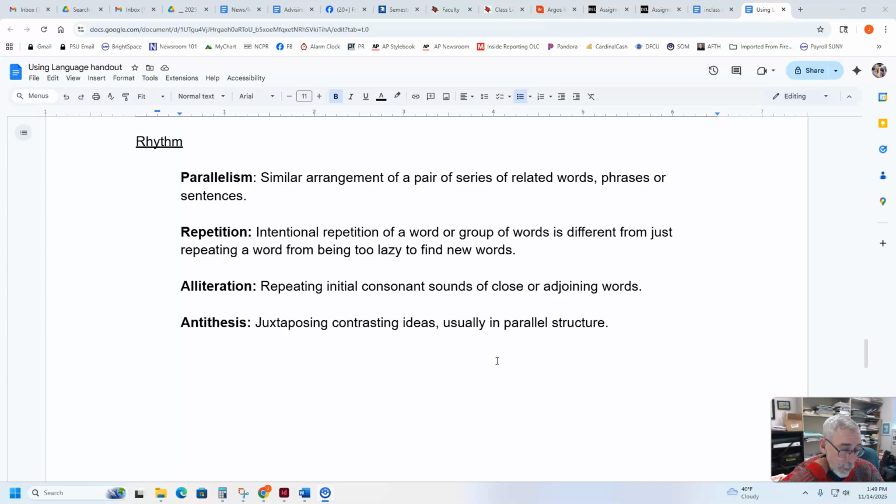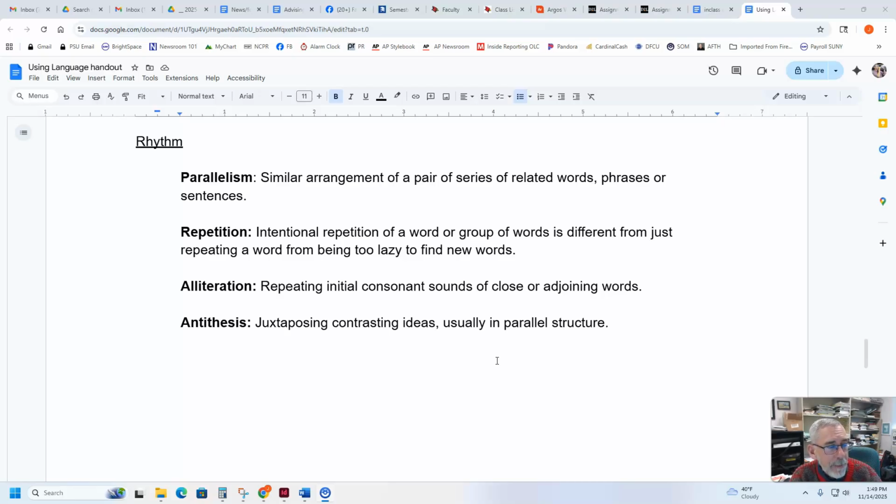And then there's alliteration. Alliteration is repeating the initial consonant sounds of close or adjoining words. William Shakespeare in Macbeth writes, fair is foul and foul is fair, hover through the fog and filthy air. Fair, foul, foul, fair, fog, filthy. Those all start with the same initial consonant sound, and they're all in the same sentence. That is definitely alliteration. A little bit goes a long way. Alliteration can become too much in your writing if you use too much of it.